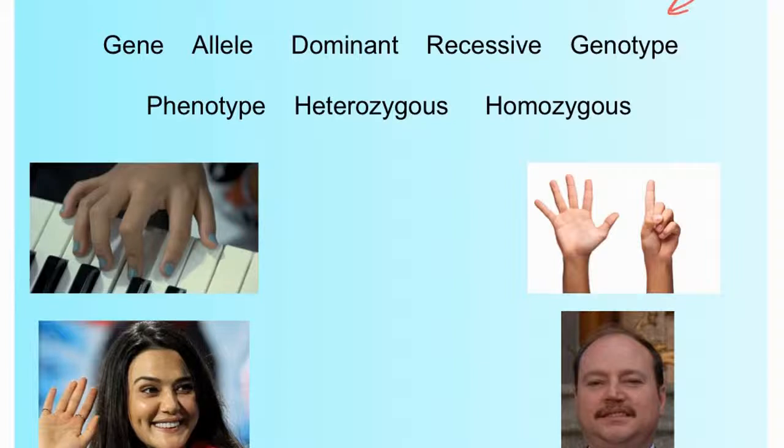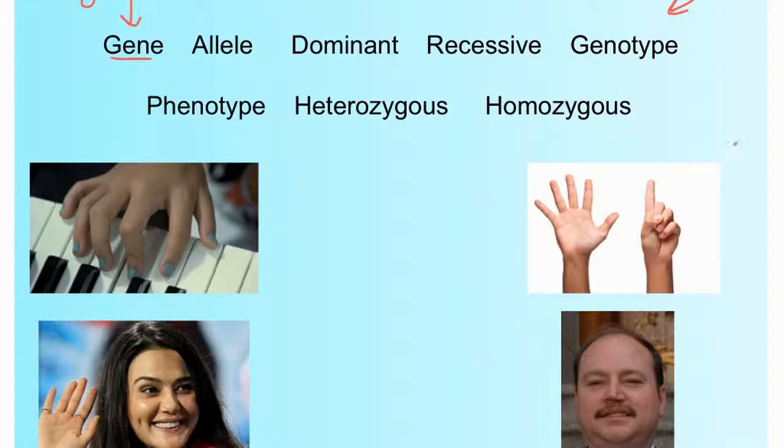Now, first term is a gene. A gene is a segment or section of DNA which codes for a particular trait or feature or characteristic that you have. Now remember, we have 23 pairs of chromosomes. So we have 2 of each chromosome. We get 1 from mom, 1 from dad. So since we have 2 of each chromosome, we also have 2 of each gene. So we get 1 gene from mom, 1 gene from dad.